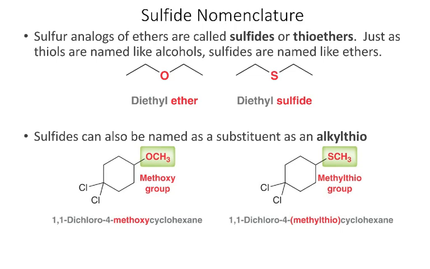Well, the systematic names for sulfides are very similar, except rather than our group being a methoxy group, it'll be an alkylthio group, where the alkyl will tell me how long the alkyl group is that's coming off the sulfur. And so because I have 1 here, it'd be a methylthio group. And so then instead of 1,1-dichloro-4-methoxycyclohexane, it would be 1,1-dichloro-4-methylthiocyclohexane. But as I said, I'm not going to ask you to give the systematic names for sulfides, but you should be able to write the common names for sulfides.